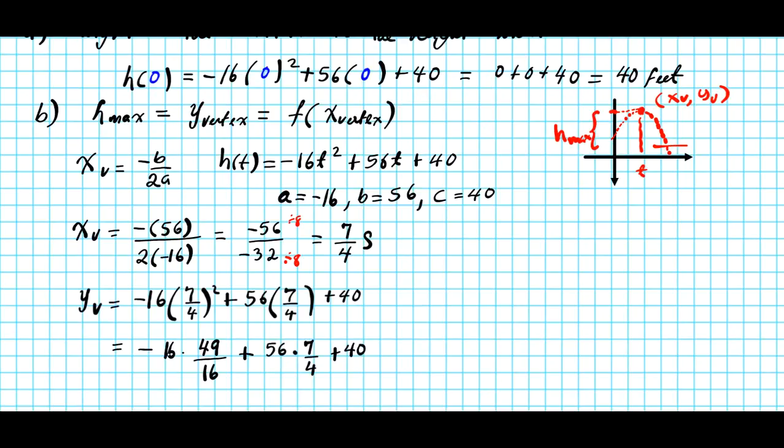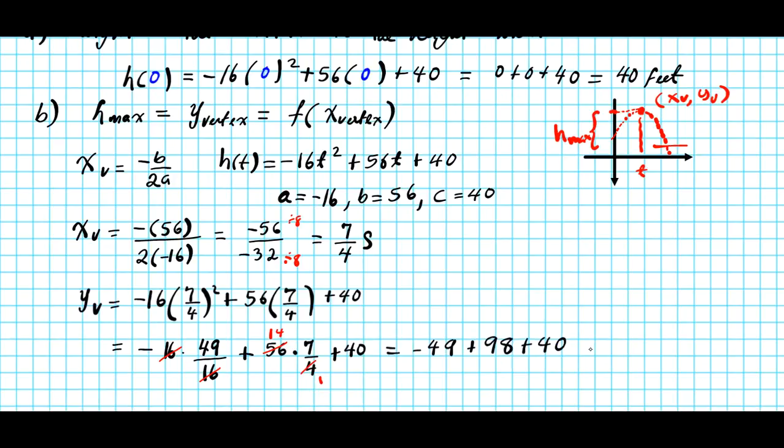Now if you take a look at the first product here, the 16s divide out, we're left with negative 49. And we can do some reduction here before we multiply. 4 goes into 56 14 times. And then when we multiply 14 times 7, that's the same thing as 70 plus 28, which is 98, plus 40.